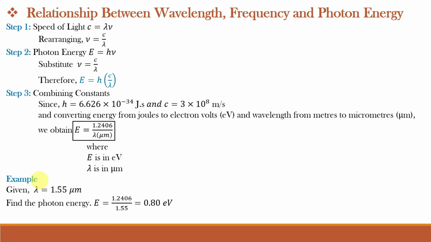Now let us solve one simple example. Say the lambda is 1.55 micrometer. Then find the photon energy. So using this equation, E is equal to 1.2406 upon 1.55, which gives us 0.80 electron volt energy. This means that each photon at a wavelength of 1.55 micrometer carries approximately 0.80 electron volts of energy.